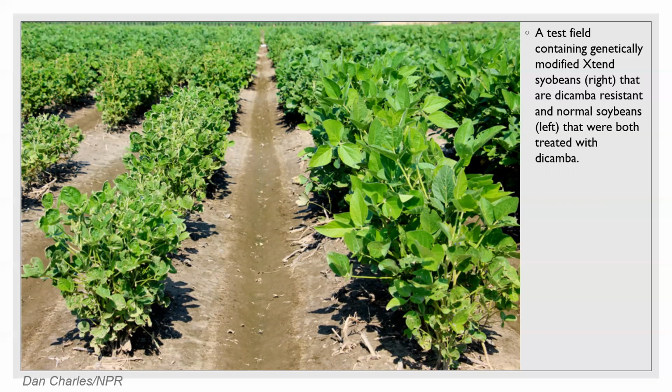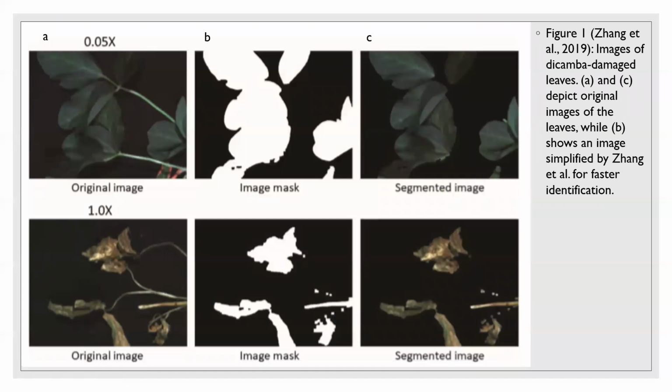Recent advances have been made in easily identifying the effects of dicamba drift. One study, as shown right here, has crafted a method that uses simple hyperspectral imaging of crops to identify damage and has 90% agreement with slower, more labor-intensive traditional methods.